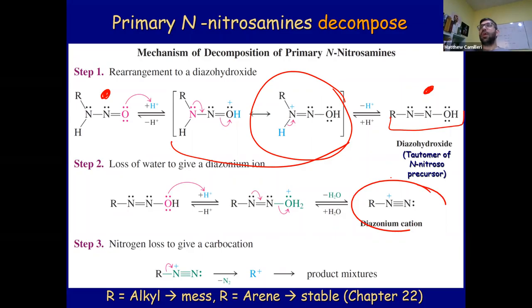Once that is formed, it's unstable, and it will decompose, okay, to form nitrogen and a carbocation, which can then be used to do whatever your heart desires normally. Okay? But it's important, or at least you should see that this is important, because in this situation, you would end up with different products for primary amines, secondary amines, and tertiary amines.